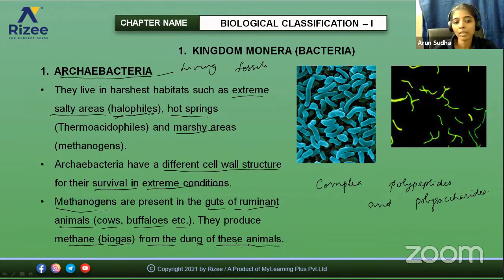They are present in the guts of ruminant animals, so they also help in the digestion of cellulose. Know that they are all herbivorous animals, so they eat plants; methanogens help in the digestion of cellulose since they are present in the guts of the ruminant animals, and they produce methane gas from the dung of these animals. So these methanogens are also one of the Archaebacteria. So Archaebacteria includes halophils, thermoacidophils, and methanogens.